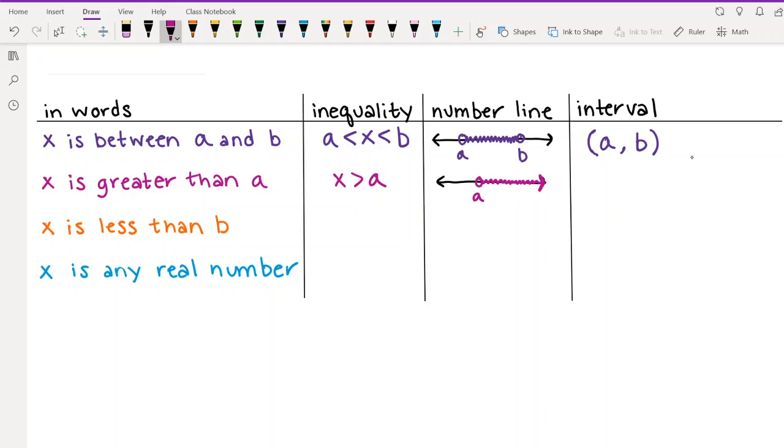So how would you write this as an interval? Well, this time there is no right endpoint. And so instead of putting a number as the right endpoint, you put the infinity symbol.